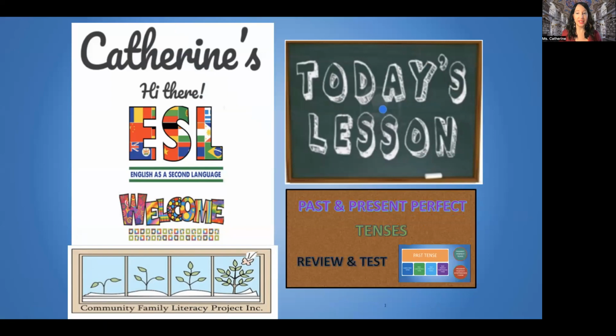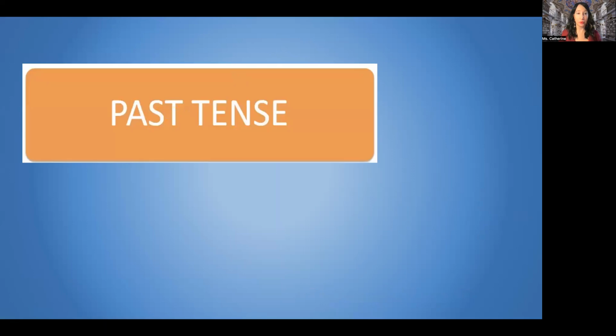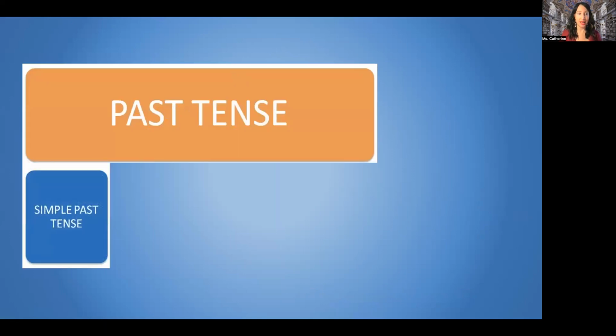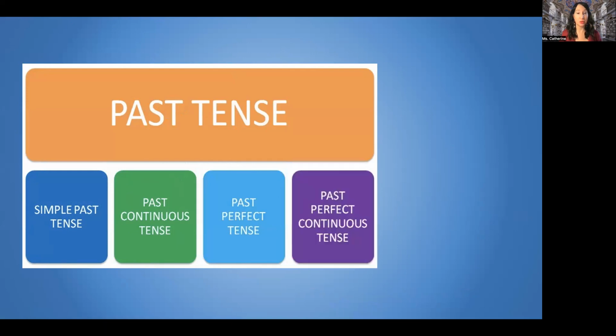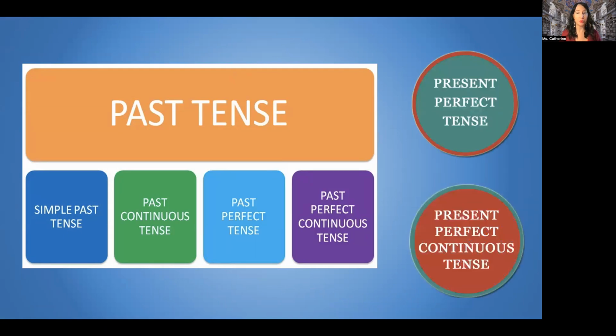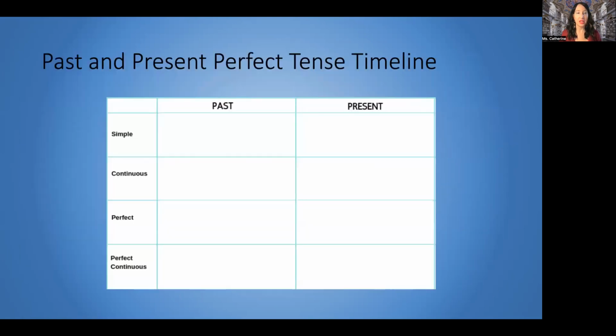We will focus on past and present perfect tenses, but we will review all the past tenses as well as the present tenses. So get ready. So we will focus on the simple past tense, the past continuous tense, past perfect tense, past perfect continuous tense, the present perfect tense, and the present perfect continuous tense. Ooh, that's a lot, right? So here's a good chart and a good cheat sheet. So you could take a picture of this.